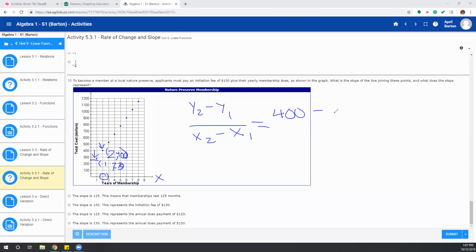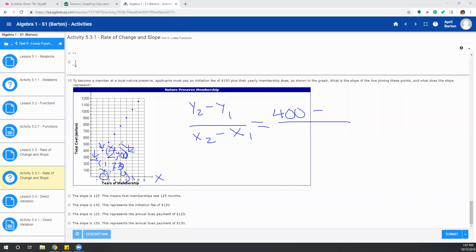Y2, right? Y1 is the y value of the first point. It'd be 1. 1 is the x value of the first point. That's x1. So it'd be 400 minus 2, minus the 275. Oh, okay. I did it wrong. I was confused there by the graph.